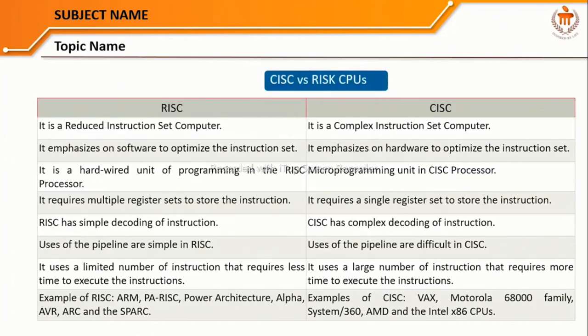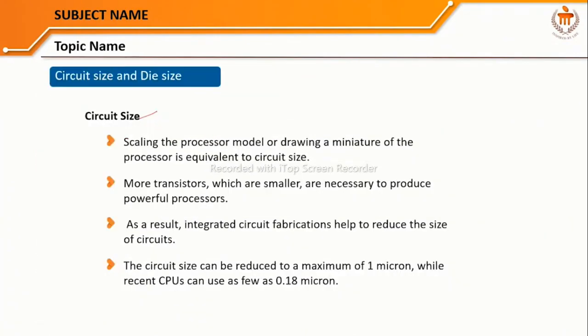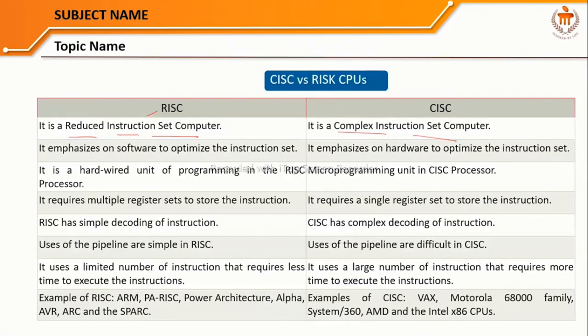Here we are first going to discuss RISC and CISC. What is the meaning of RISC? RISC is the reduced instruction set computer, and CISC is the complex instruction set computer. So if anyone asks what the meaning of RISC is, you have to say reduced instruction set computer. For CISC you have to say complex instruction set computer. Next question is, this is the full form.